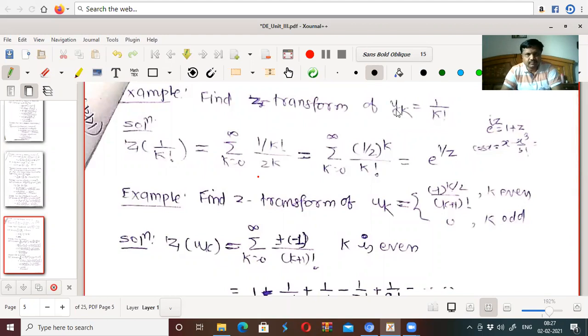Hello friends, today we will see some more properties of Z transformation.